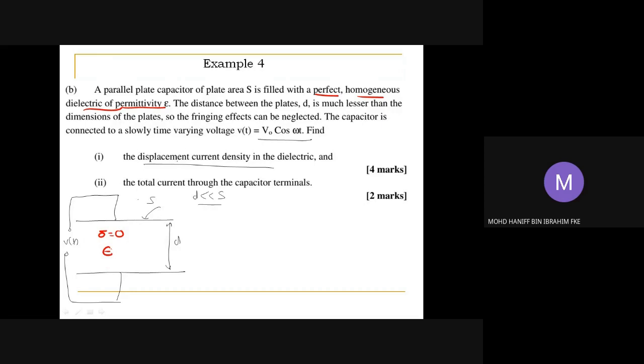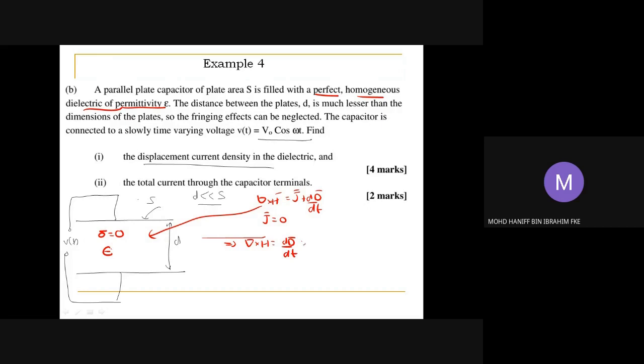So the question is to find the displacement current density in the dielectric. From our discussion before, the curl of H equals J plus dD over dt in this dielectric. And we have agreed based on this diagram that J is 0. There should be no conduction current. So the equation has now been reduced to the curl of H equals dD over dt.